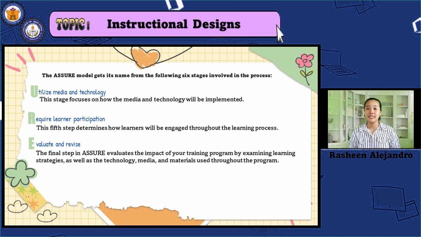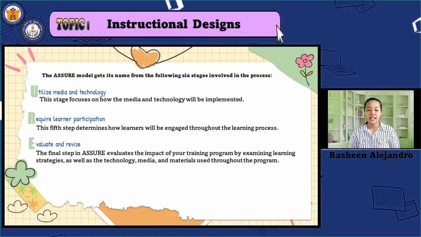Next letter is U. Utilize media and technology. This stage focuses on how media and technology will be implemented. Organizations should decide how they're going to most effectively assign, deliver, and provide access to their learning technologies. The second to the last letter is R. Require learner participation. It determines how learners will be engaged throughout the learning process.